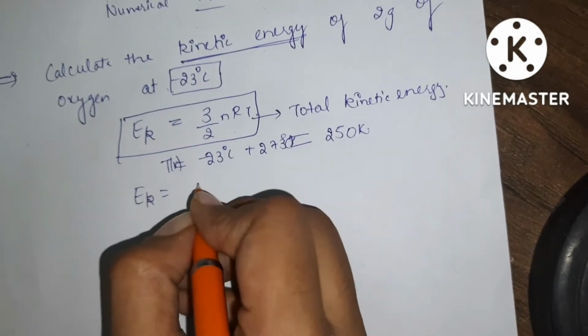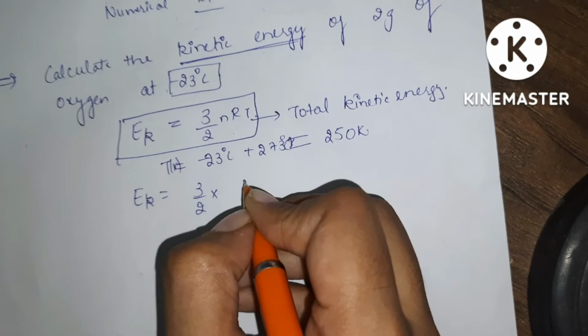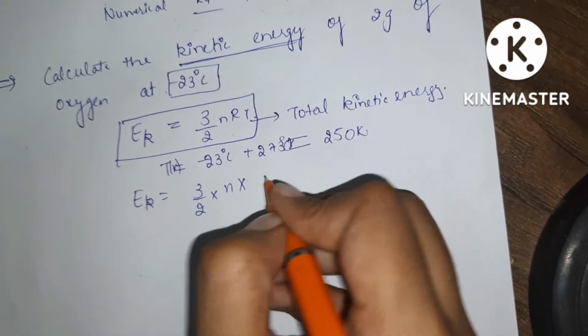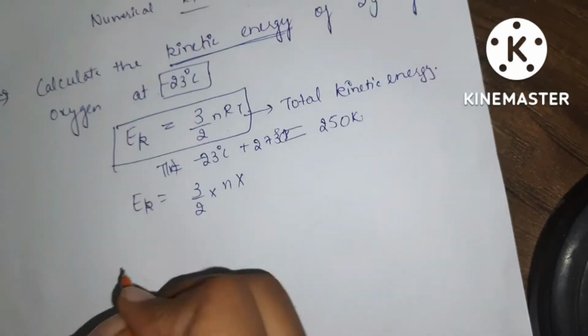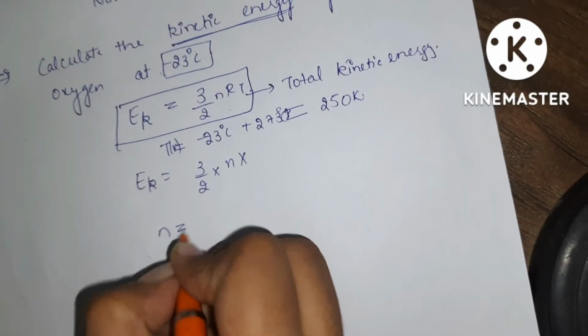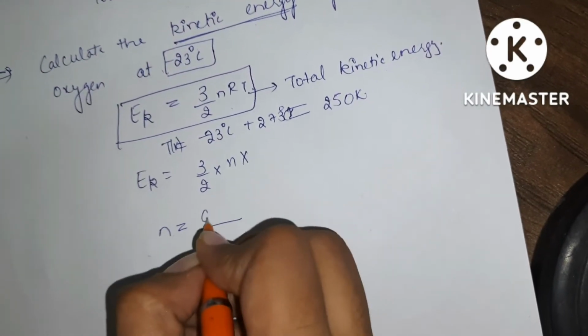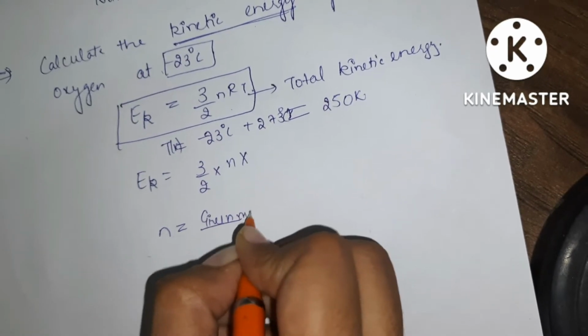E kinetic is equal to 3 by 2. n is the number of moles. R is the universal gas constant. First you need to calculate the n value. n value is given mass divided by molar mass.